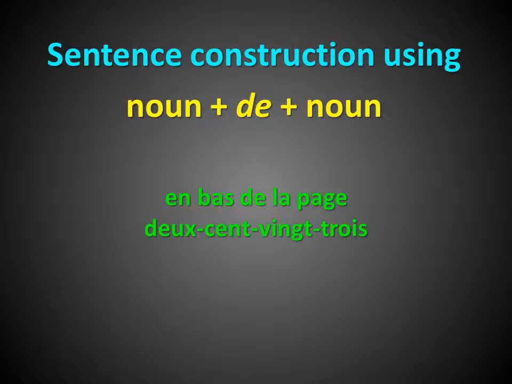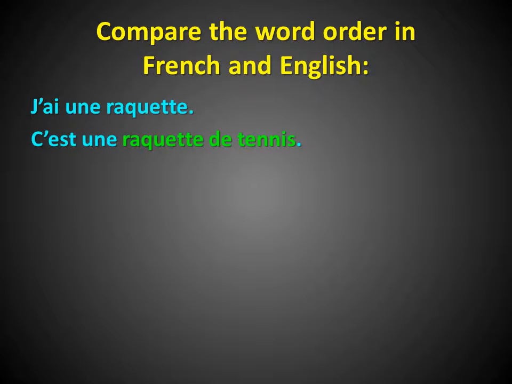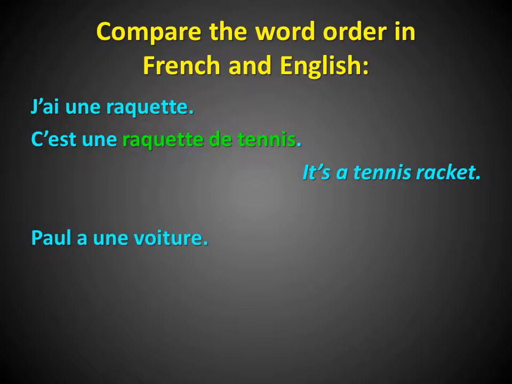Okay, the next thing we're going to talk about is sentence construction using noun, the word de, and noun. So we're now at the bottom of page 223, en bas de la page 223. The last part of this lesson. So you're going to compare the word order in French and English here. J'ai une raquette. C'est une raquette de tennis. It's a tennis racket. So we put the word racket after the sport, right? They're going to say it's a racket of tennis or for tennis.